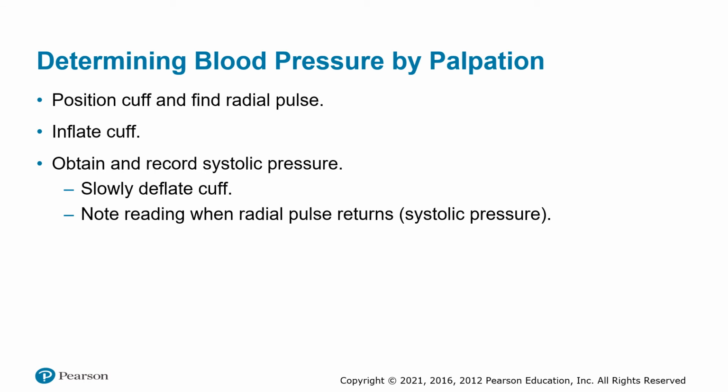Blood pressure by palpation. So position the cuff and find the radial pulse. Inflate the cuff. Obtain and record the systolic pressure, and note the reading when the radial pulse returns. So basically what you're going to do is inflate. You're going to put the blood pressure cuff on like normal over the brachial part of the arm.